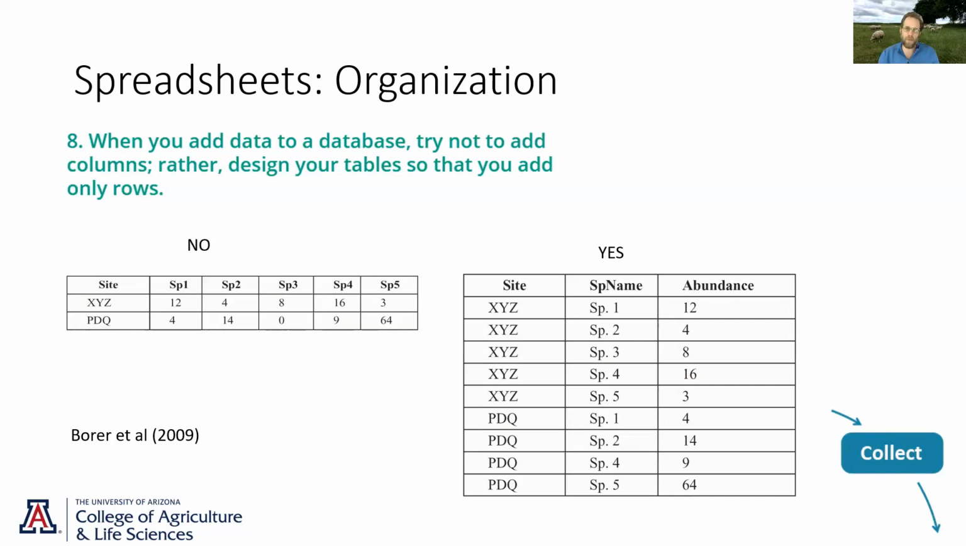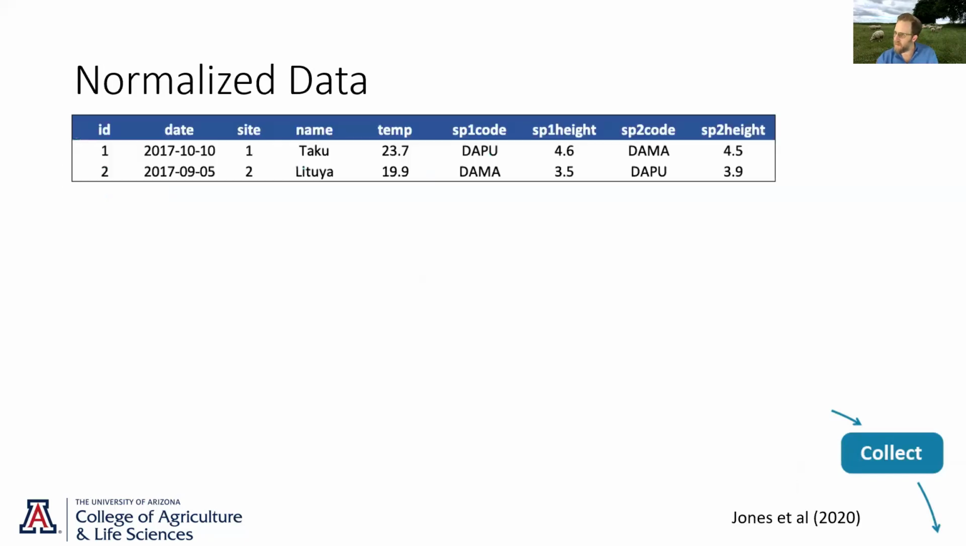But if you have a separate table and you have a site and you have a latitude and a longitude, then you only need to record that once for each site. So that's the basic idea of data normalization. And so I'll show that a little bit more here.